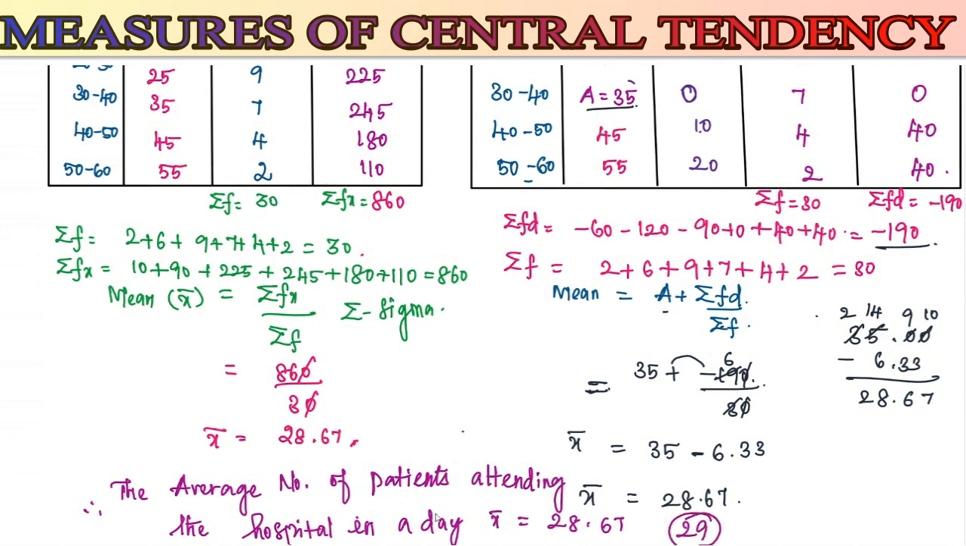So exactly here the mean value is 28.67, and earlier also we got 28.67. So whichever method you use, you will get the same mean in all the methods.